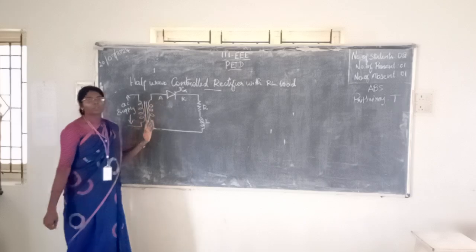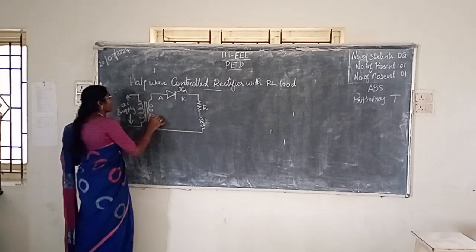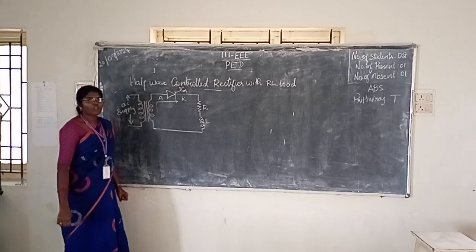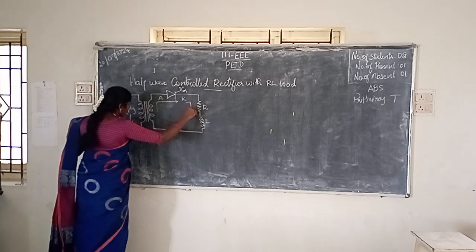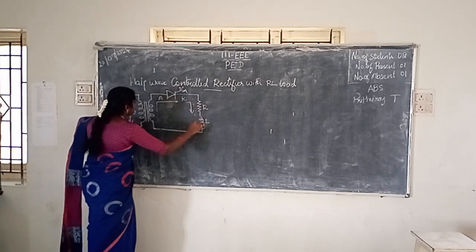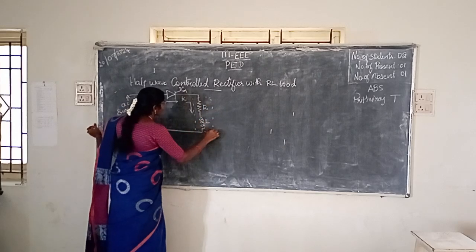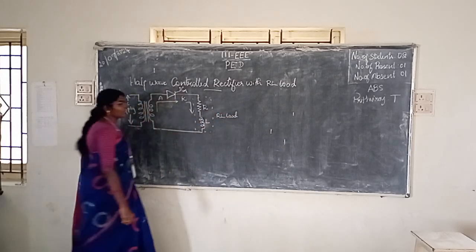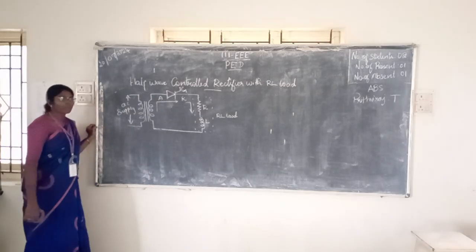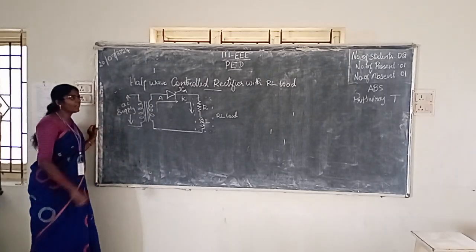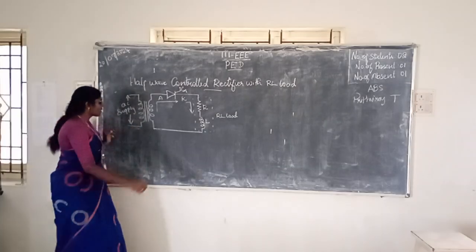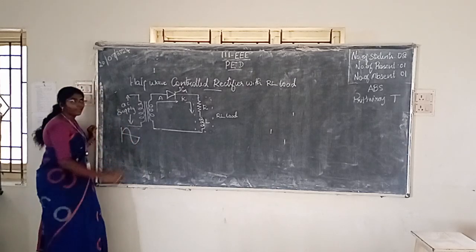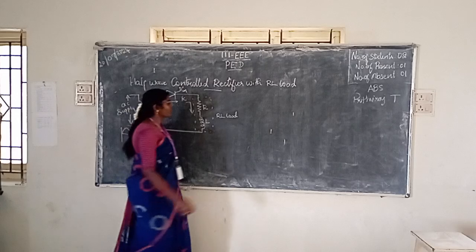From the input, it goes from anode to cathode, which means it is in the forward bias condition, and it reaches the load, that is the RL load, the resistive inductive load. After writing the working principle, what sort of input are we giving? We are giving a sinusoidal input. What is the nature of the inductance?